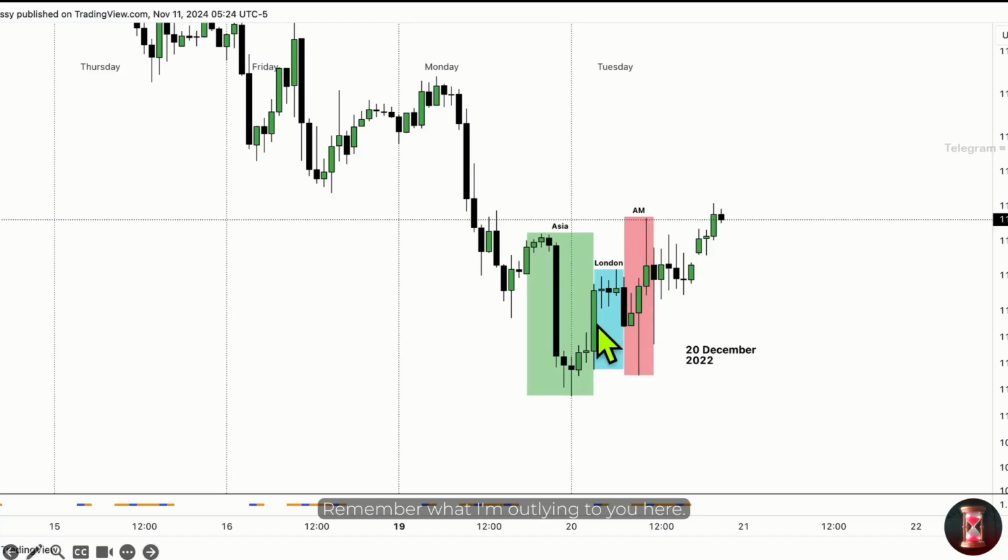Remember what I'm outlining to you here. We initially run higher, then we run lower, taking out sell side liquidity, which got engineered during that run higher, and then we run towards buy side liquidity, engineered by that run lower.